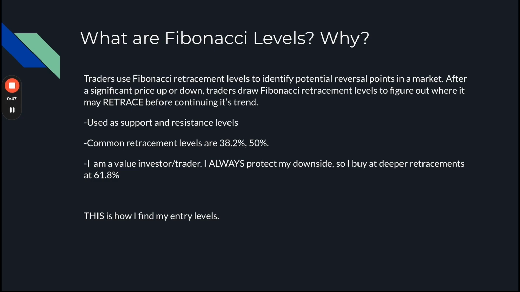The common retracement levels are 38.2% and 50%. These numbers don't mean much to you right now, but we'll be going over it in a couple of slides. But I am a value investor and trader. I'm always going to protect my downside. So I'm always going to buy at the bigger, deeper retracements at 61.8%. Like I said, I don't expect you guys to understand this yet, but essentially it means where the stock ends up falling down at a steeper level. This is where deep value is made from, and this is how I find my entry levels.